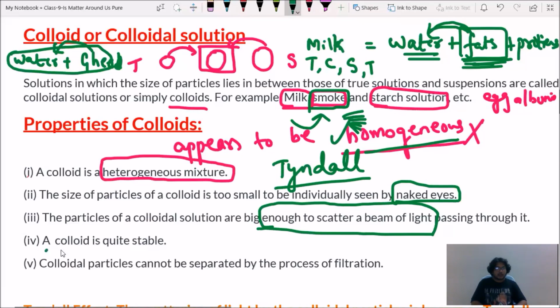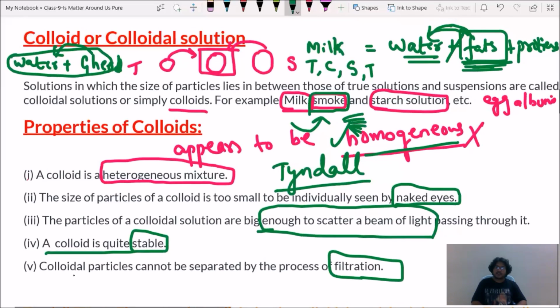And a colloid is quite stable. There will be no motion, no sediments, no particles, nothing. It will be quite stable, and colloid particles cannot be separated by the process of filtration. Now, if you take that milk and filter it, can we separate water and fats? No, we cannot separate water and fats. The entire solution will pass through. These are the properties of colloidal solutions.